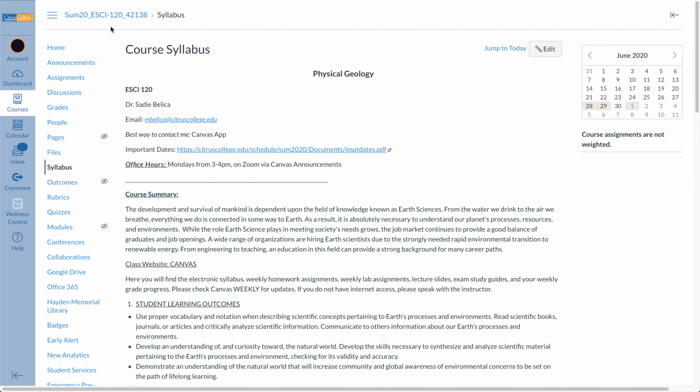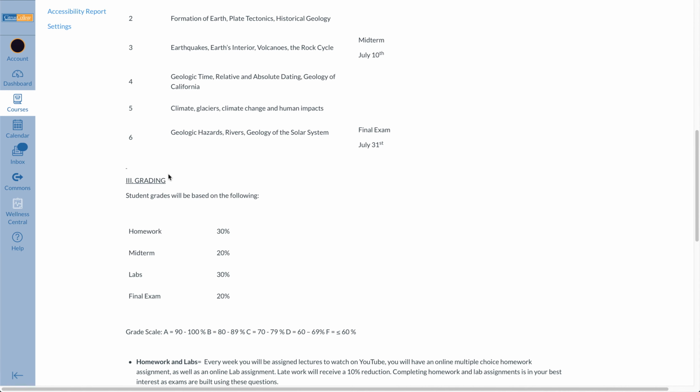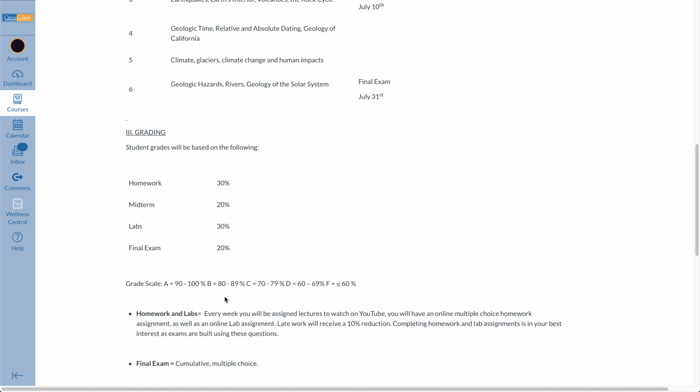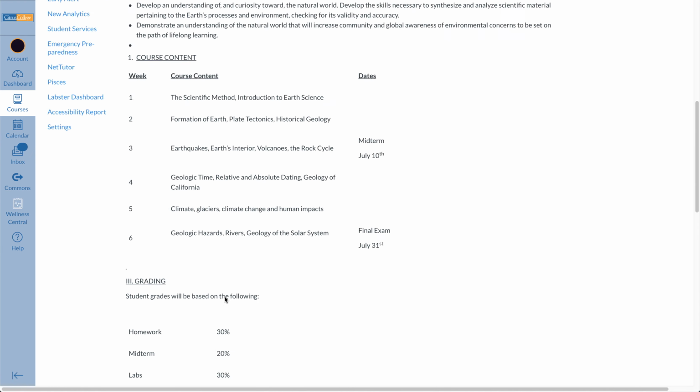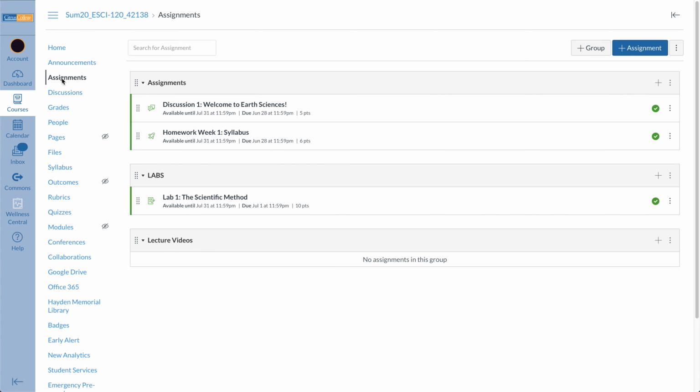So here we are loaded up into Canvas. You can see we have the course syllabus here. You have all the different information available: when you can contact me, when I have office hours, dates for exams, and how the class will be broken up in terms of homeworks versus tests. So in Canvas, all of your assignments will be submitted online. You won't email me any assignments, you will upload them.